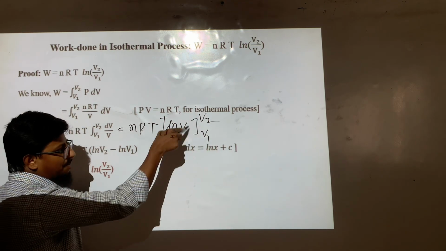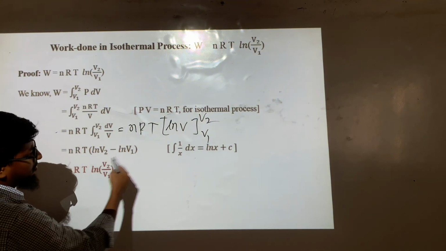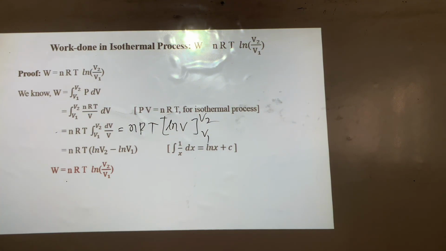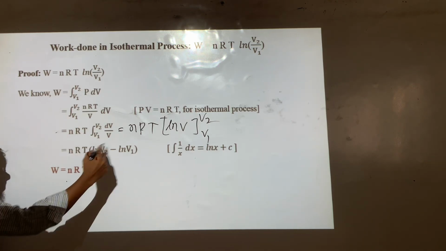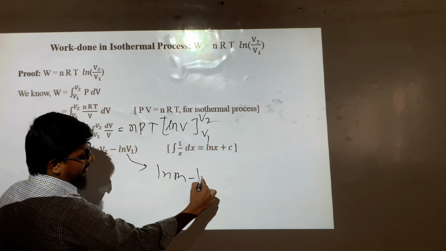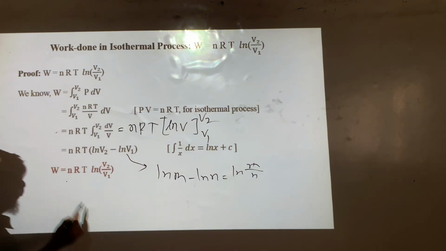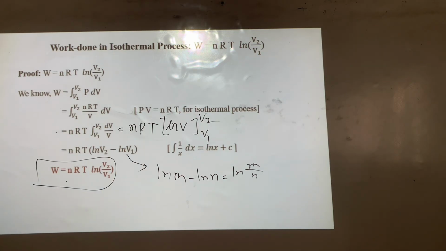We plug in the upper limit first, then we plug in the lower limit. So you have v is equal to v2 and v is equal to v1. You plug that in and you get this logarithmic expression. You know that ln of m minus ln of n is equal to ln of m divided by n. And hence you have this red colored equation that obviously you gotta memorize, because in your exams there might be maths from this equation.